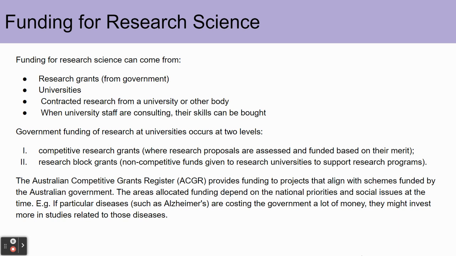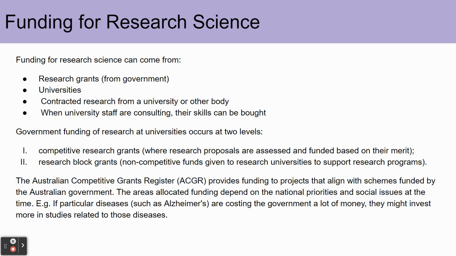The next is the idea of funding for research. So we know that funding for research can come from research grants from the government, universities, contracted research from a university, or actually buying a consultation from university staff when researching an area that they're an expert in. So government funding of research can be through either competitive research grants or research block grants, which are given to support research programs, whereas the competitive one is where proposals are put forward and they're assessed based on their merit.